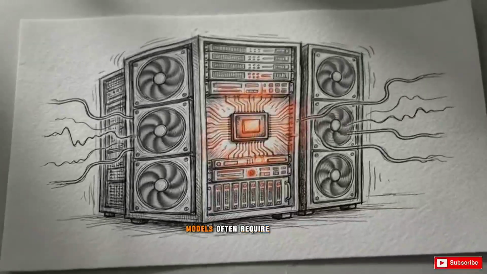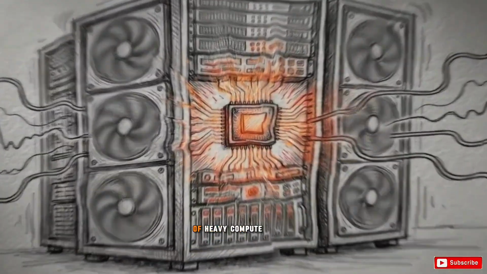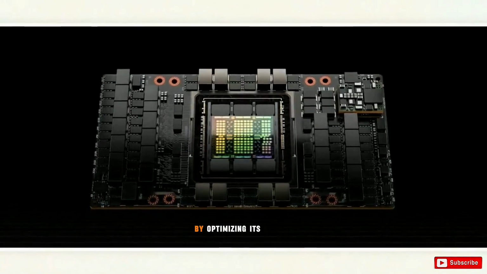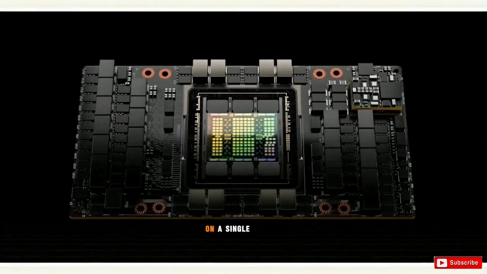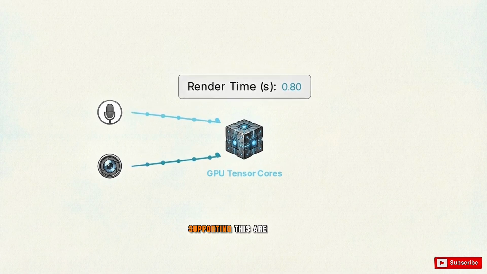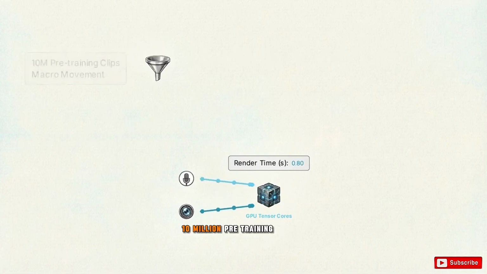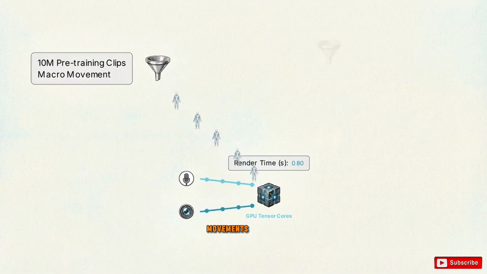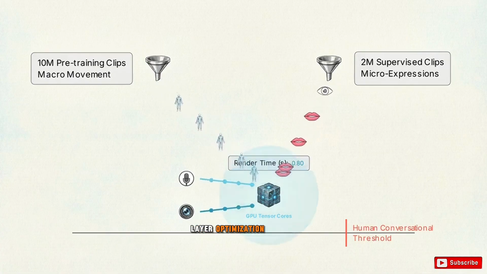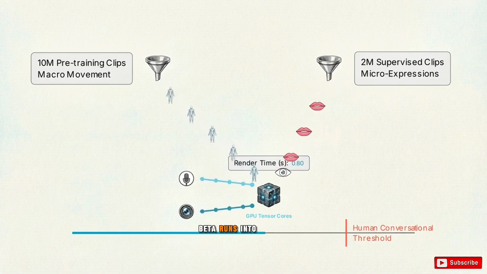Standard video generation models often require several seconds, or even minutes, of heavy compute time just to render a single second of footage. Pika Stream bypasses this bottleneck by optimizing its entire model to run entirely on a single NVIDIA H100 GPU. Pika Stream routes a parallel audio-video pipeline through GPU tensor cores, compressing render time for low-latency synthesis. Supporting this are massive datasets. 10 million pre-training clips teach macro human movements, while 2 million supervised clips train interactive facial behavior, eye contact, and accurate lip syncing. Despite this dual-layer optimization, the current operational beta runs into a strict limit.